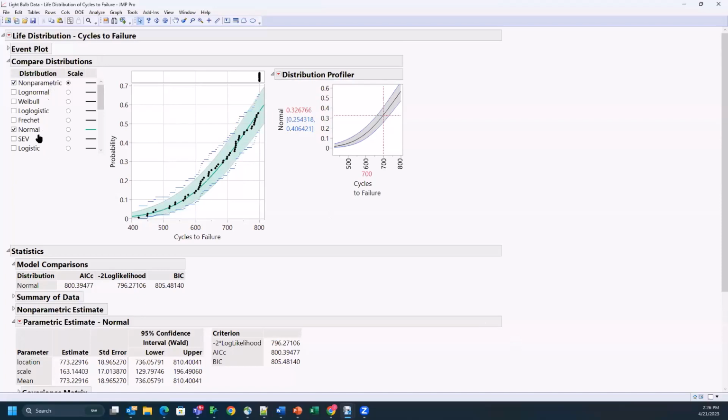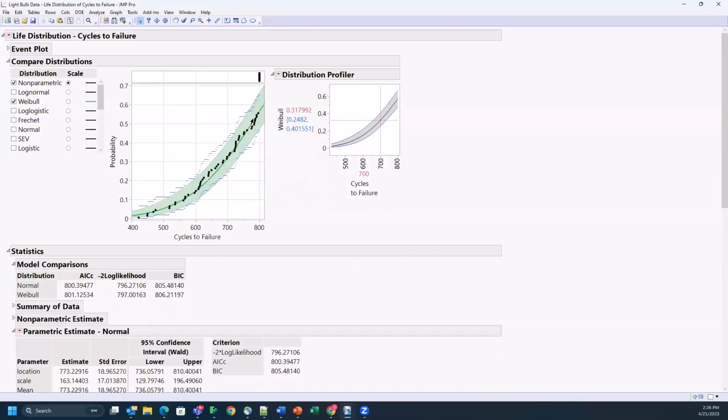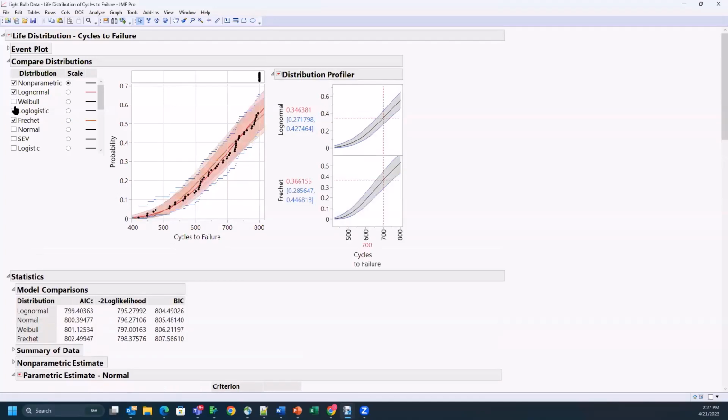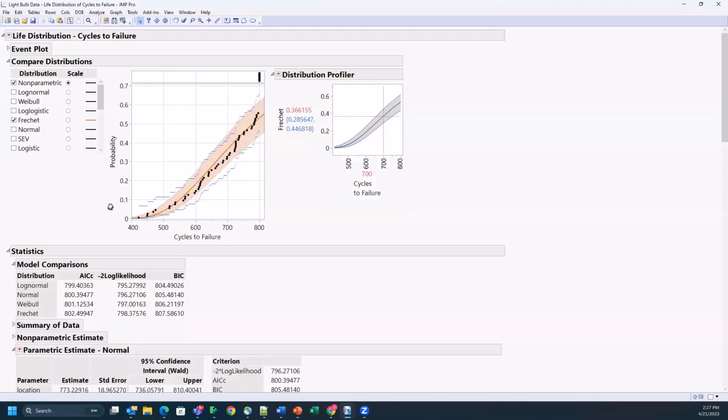Back up here to the top. I mentioned that this is a normal distribution because I know it is. But what if I didn't know what that was? You may have insight into your data that says, for instance, a Weibull distribution is expected based on your particular failure modes. You expect it to be a Weibull distribution based on the physics of what's going on. Or maybe you expect it to be a log normal distribution. Or maybe it's a Frechet. That one doesn't look like it quite fits as well.